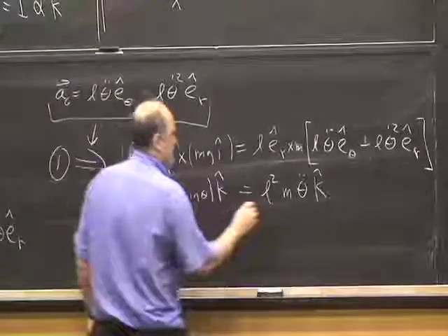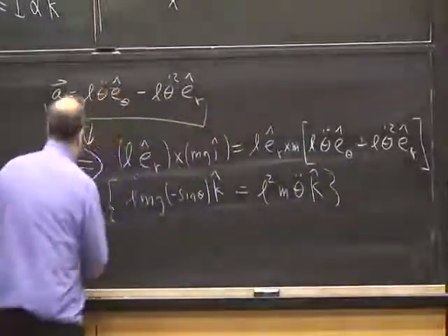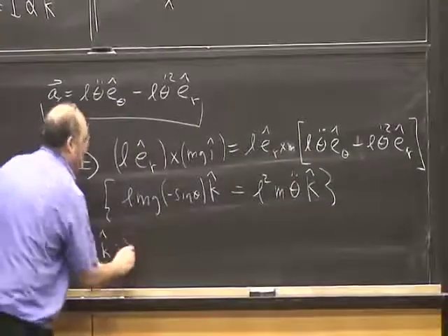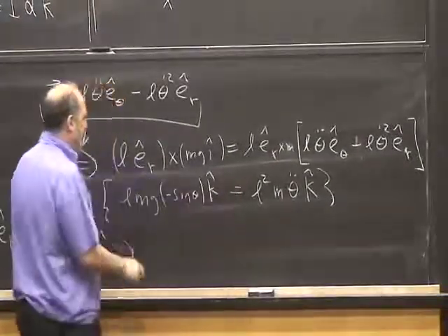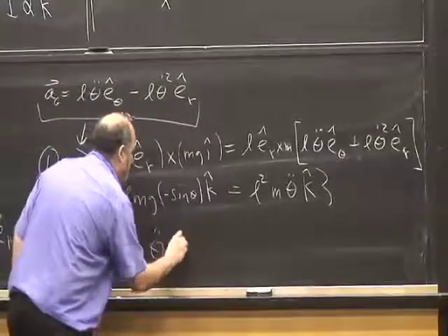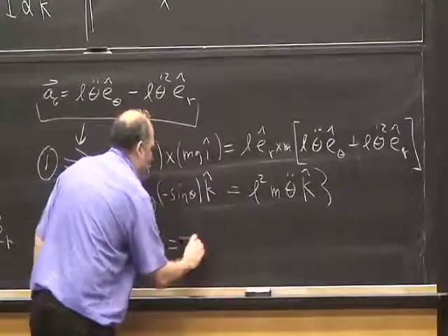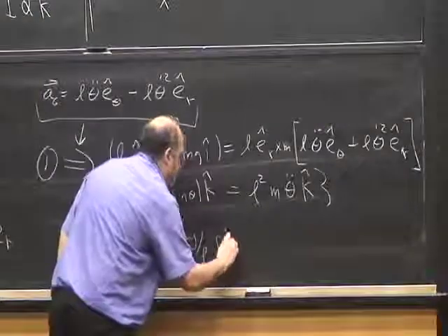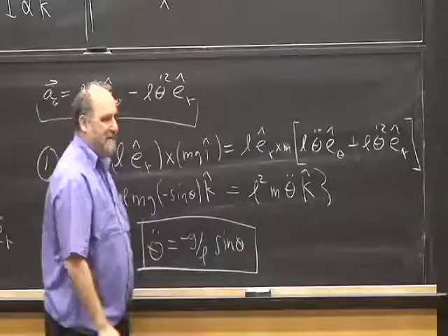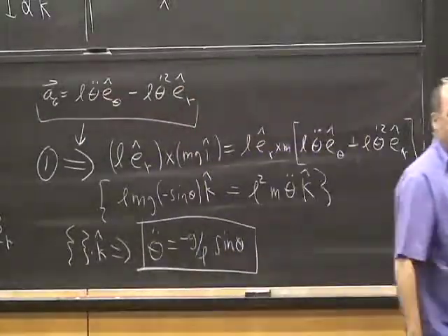Then we take this expression here. We take the dot product of both sides with k. And it tells us that the k drops out, the m drops out, and we have theta double dot is equal to minus g over L sine theta. And I believe this is about the quickest derivation of the pendulum equation.